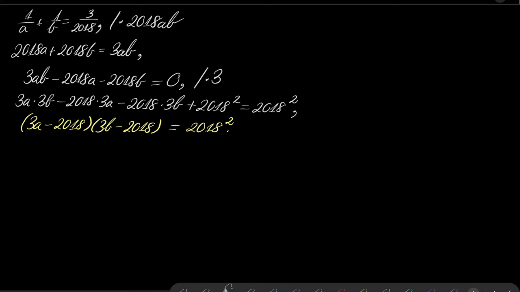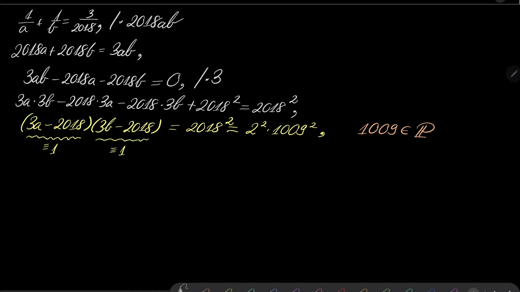Moreover, let's do the factorization. It turns out that 2018 squared is 2 squared times 1009 squared. And it is rather easy, but tedious, to verify that 1009 is a prime. And also note that this number is congruent to 1 modulo 3, and this number is also congruent to 1 modulo 3.